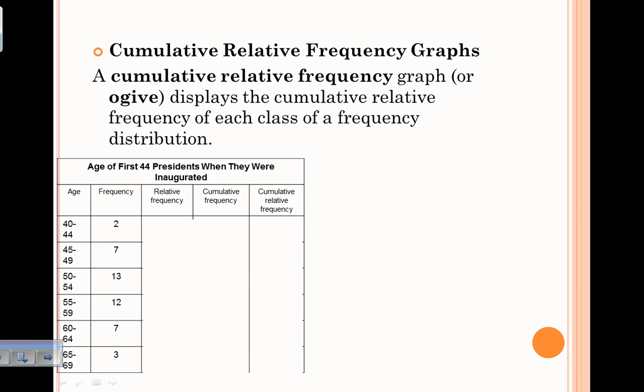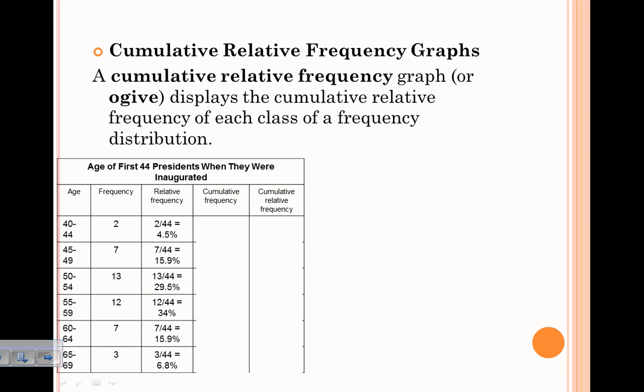So what is their relative frequency? Well, for relative frequency, first you've got to see how many there are total. Well, there's 44. So relative frequency would be 2 divided by 44. And you could keep going for the rest of the classes.